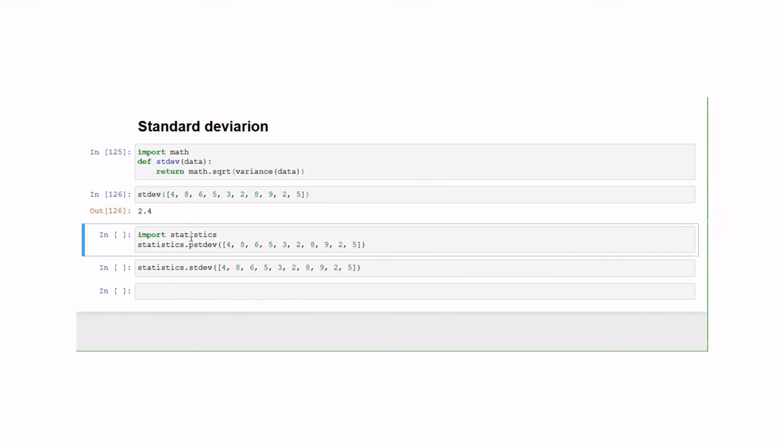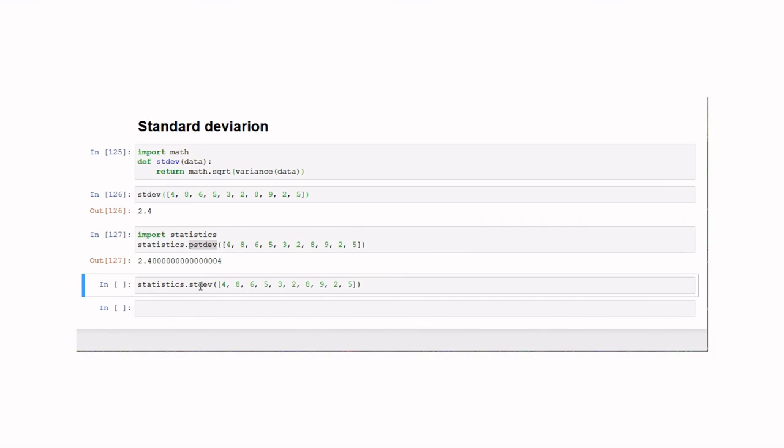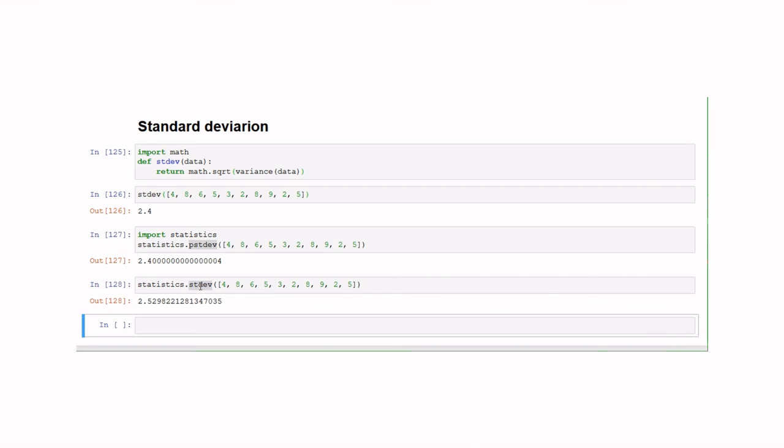We can also use the statistics library to calculate the standard deviation for the population and sample. We can use this function to calculate the standard deviation for the population. We can use this function to calculate the standard deviation for the sample. This is how we can implement standard deviation using Python. This is all about variance and standard deviation.